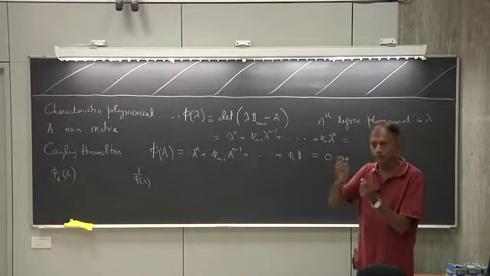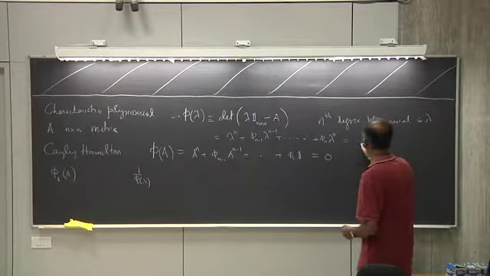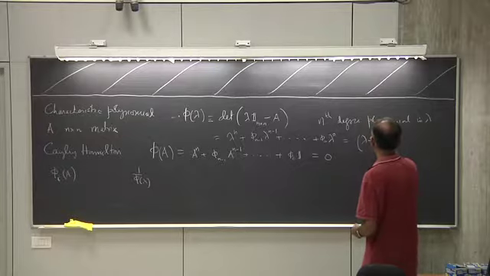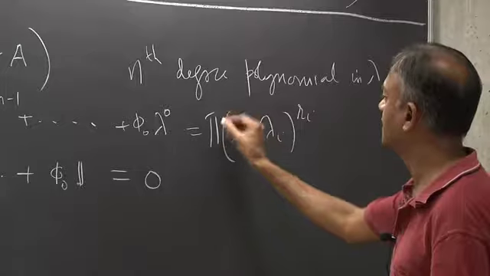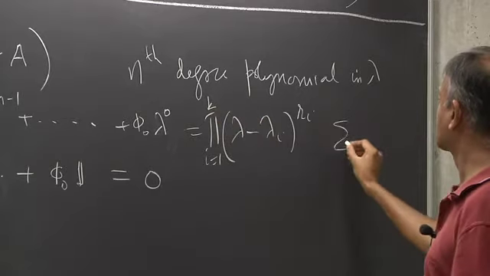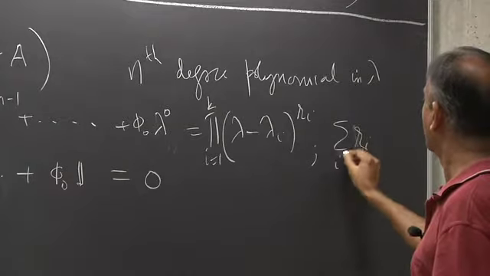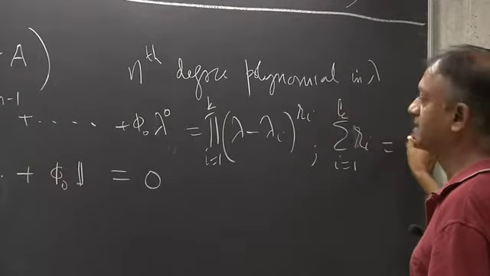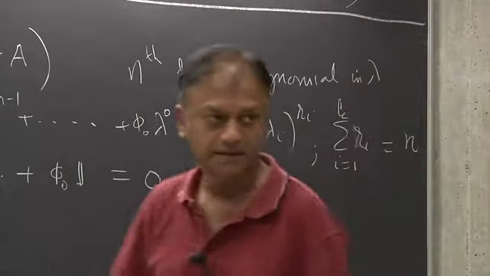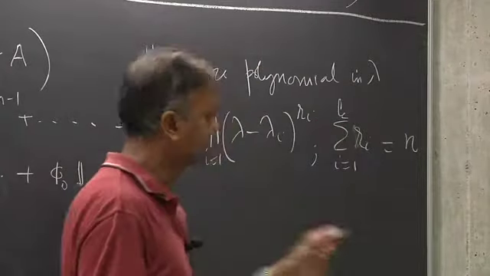Some of them may appear more than once. I mean, there can be multiplicities. So this in general will be the product of (lambda minus lambda i) to the power of r_i, i going from 1 to some k, where of course the condition is that the sum of r_i, i going from 1 to k, is n, right? That's the total number of roots, which is okay.